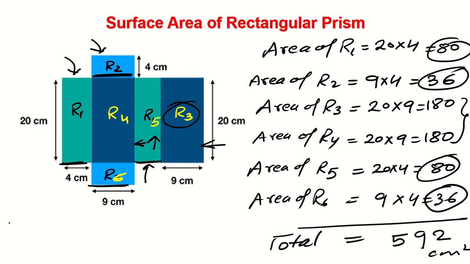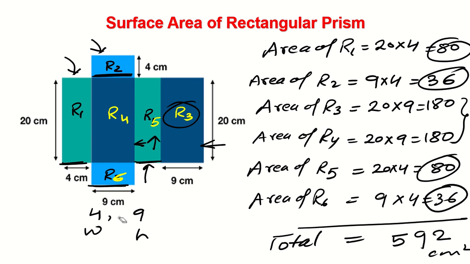Okay, otherwise what you can do, you have many methods for this. You just find the three numbers here. What are the three numbers you see here? 20, 4 and 9. So one value can be length, another value can be width, and another value can be height. Then you just apply the formula I told you just now, twice LW plus WH plus HL, and then you will get the answer.